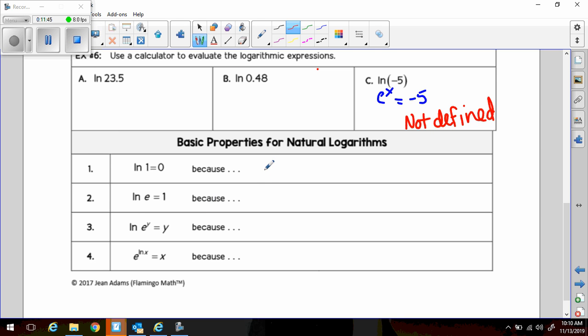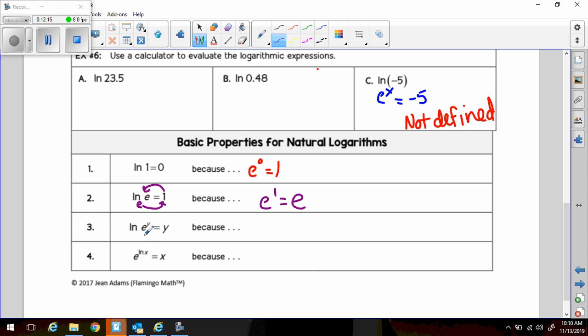Basic properties for log, for natural log. This is a natural log. So natural log of 1 is 0 because e to the 0 power is 1. Anything to the 0 power is 1. Natural log is log base e. Natural log of e is 1. That's what we've been doing because e to the 1 power is e. Remember, we do e to the 1st power is equal to the expression.